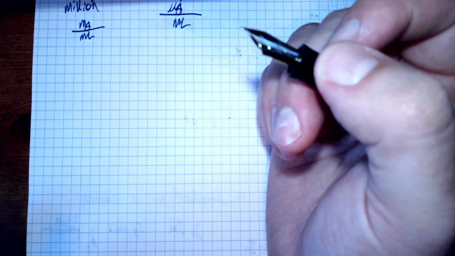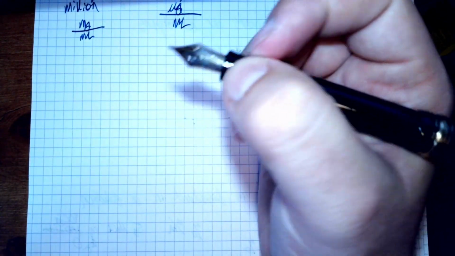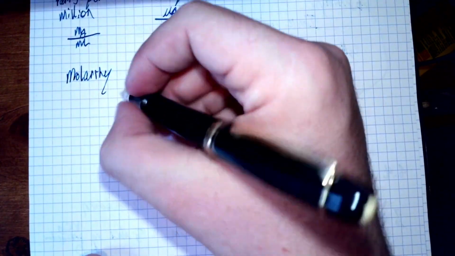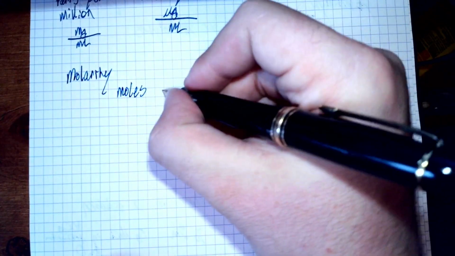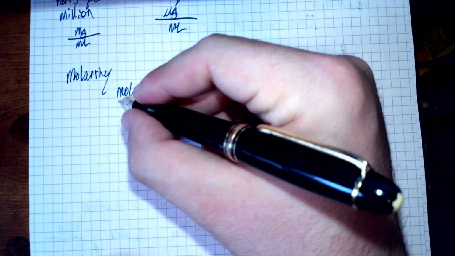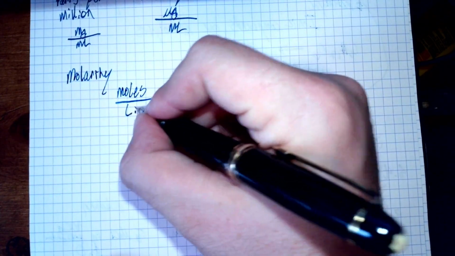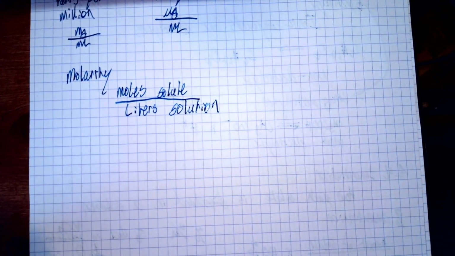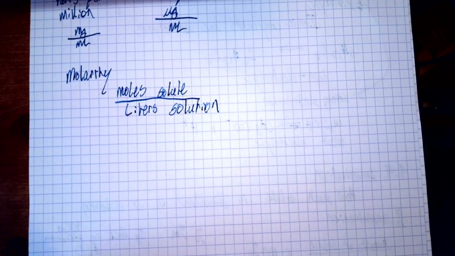Okay. Now, let's go ahead then to what I consider our most chemically useful one, at least for chemists working in the lab, this is what I would consider our most useful one, and that is molarity. Molarity is moles of solute per liters of solution.